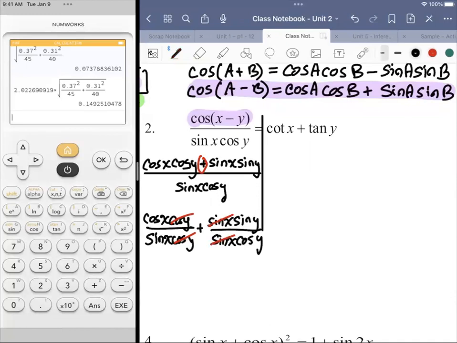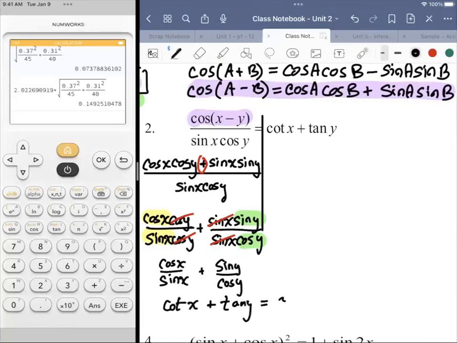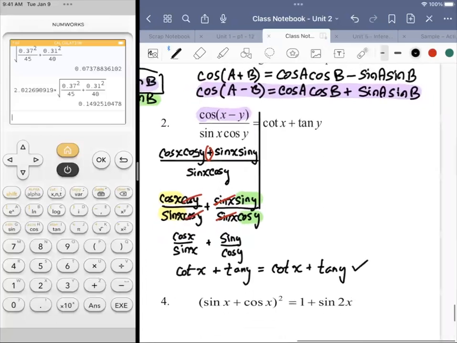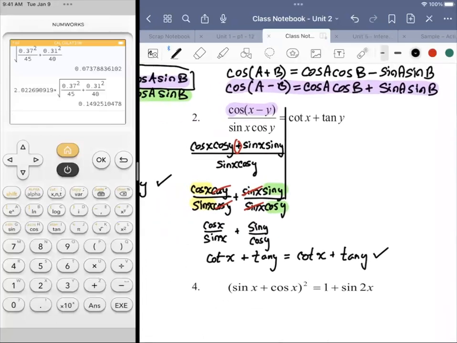All right, so I'm left with a cosine X, sine X. So cosine X over sine X. I'm also left with a sine Y over cosine Y. Cosine X over sine X is cotangent X. Sine Y over cosine Y is tangent Y. And there's your proof.